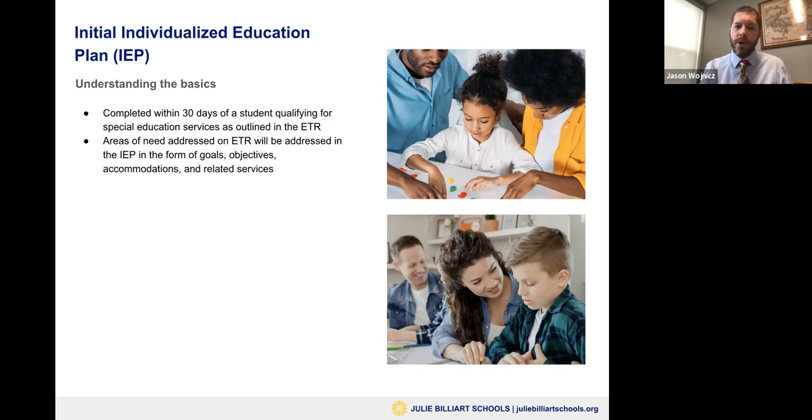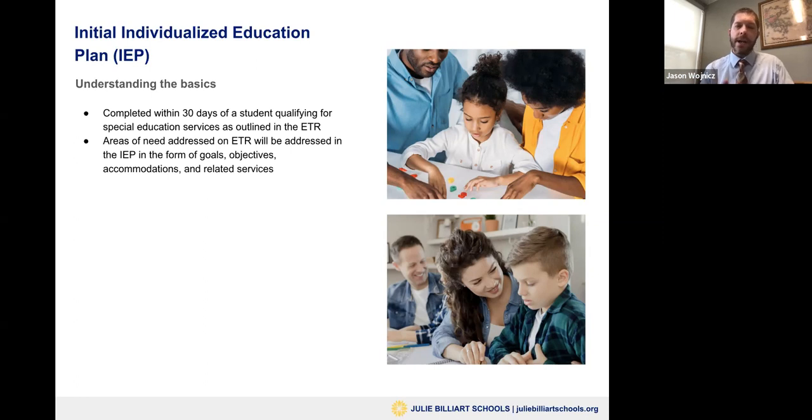And so once you conclude the ETR, the school district now has 30 days to put together an IEP document. The IEP document is the document that is the plan. It is to outline the services, the supports, the system that we're going to have in place for this child going forward for the next year. And that's very important to think about: the next year.